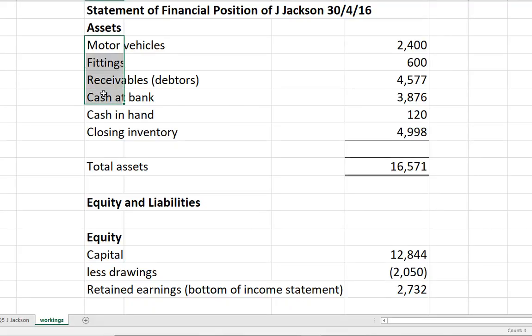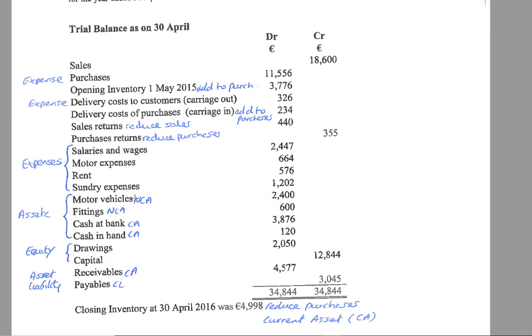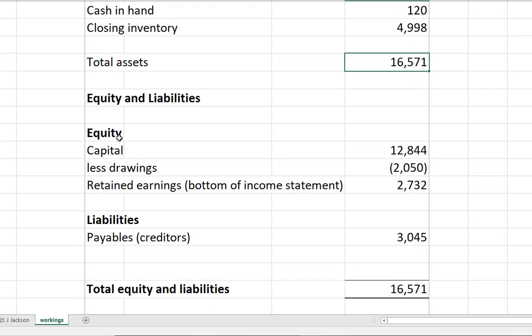All our assets, 1, 2, 3, 4, 5, 6 assets, and the amounts from the trial balance, which we just got from here. Motor vehicles 24, fittings 600, cash at bank 3876. So we just list them down, and the total of all these adds to 16,571. Now, in a second I'm just going to divide them up between non-current and current, but we'll ignore that for now. The equity always has 3 items in it: capital less drawings plus retained earnings.